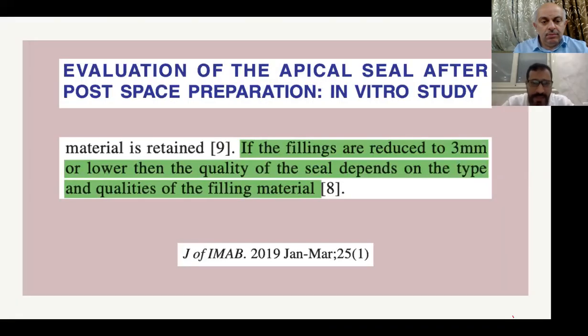But actually the literature also found that if you reduce the apical filling to less than 3 millimeters to obtain a longer post, it is very dangerous because you will affect the quality of the apical seal. And if you affect the quality of the apical seal, you will have failure of the root canal treatment. You did a perfect post, you did a perfect core, and you did the perfect crown, but actually you have a failed root canal treatment because you reduced the safety limit to less than 3 millimeters of apical seal.